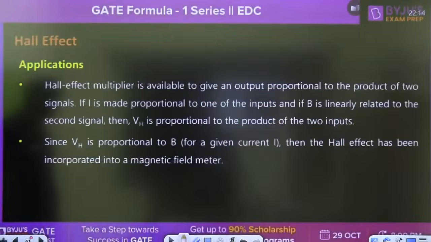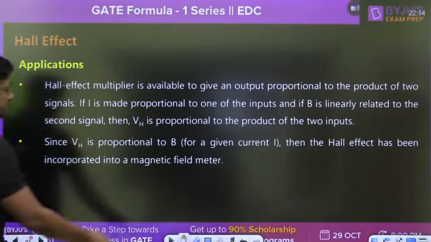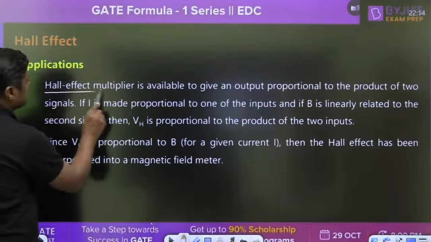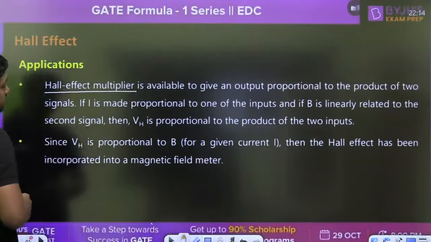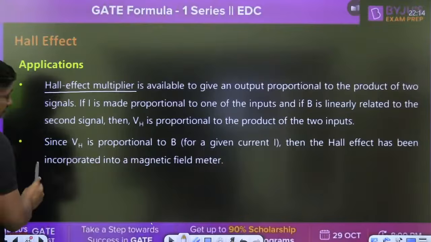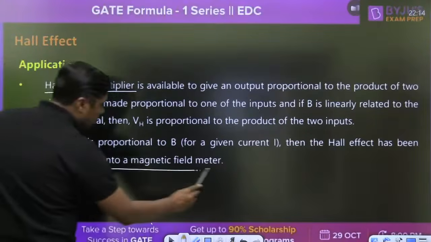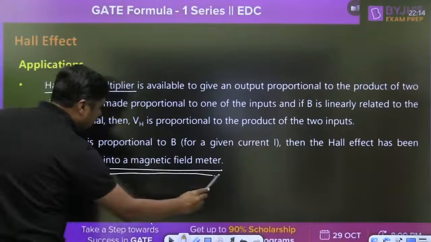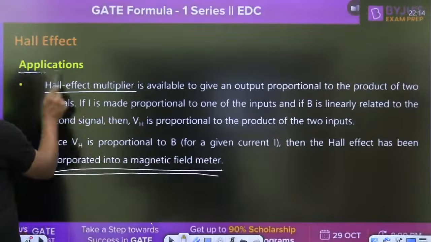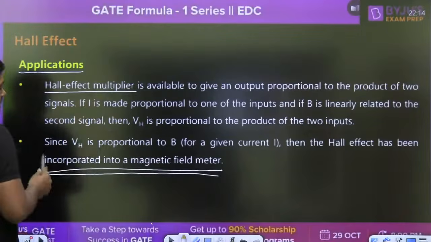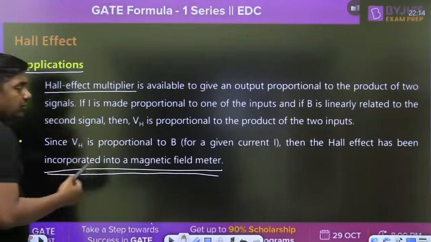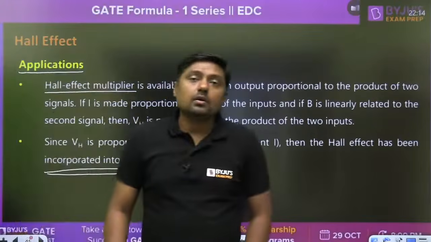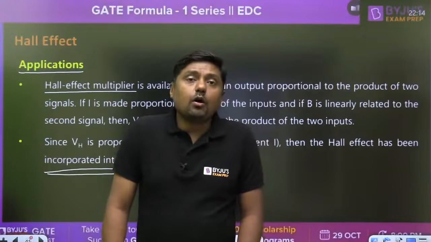Then what are the applications? They may ask an MSQ. Hall effect multiplier first. Second, magnetic field meter. These are the applications of what? Hall effect. Hall effect multiplier. Second one is magnetic field meter. We can design them with the help of the Hall effect.